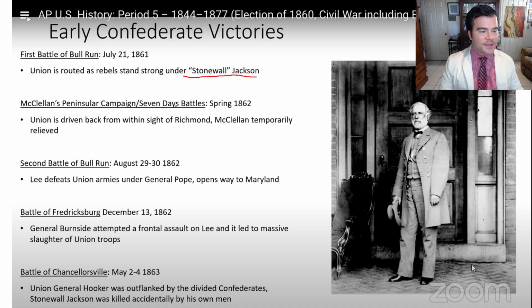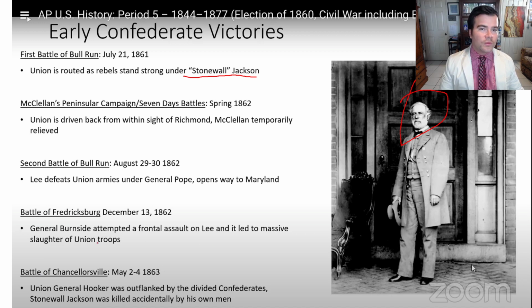Stonewall Jackson, great Southern general. He just was kicking a lot of butt. He won in the Battle of Bull Run. General Robert E. Lee, guys. Okay, he was a superstar in terms of military strategy. He really couldn't be beat, guys. He was just win after win after win.